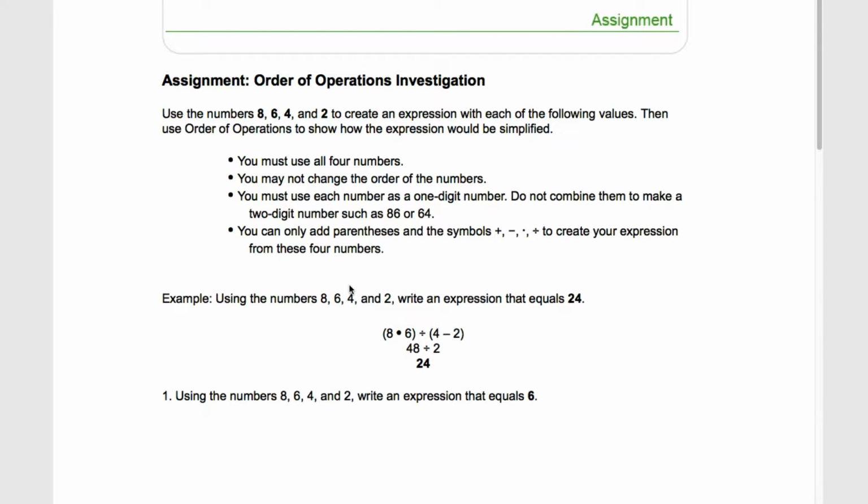All right, let's talk about this assignment, the order of operations investigation. In this one, you're given three numbers, and you'll notice every single one of these all have the exact same four numbers. And the rules are you have to use all four numbers. You cannot change the order of the numbers, so I can't say 2, 4, 6, 8.